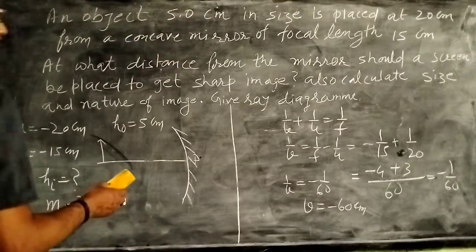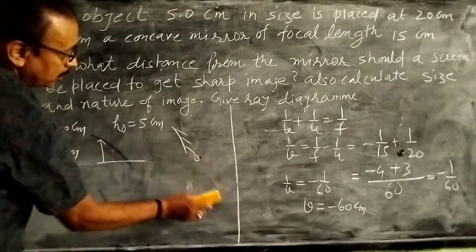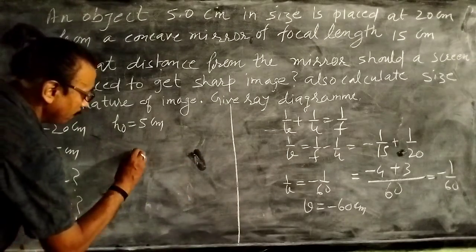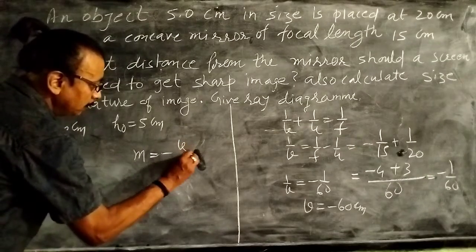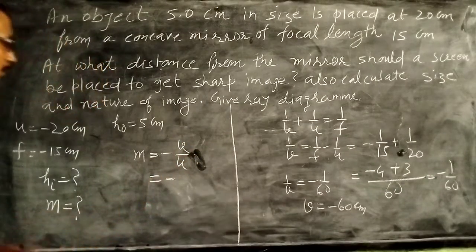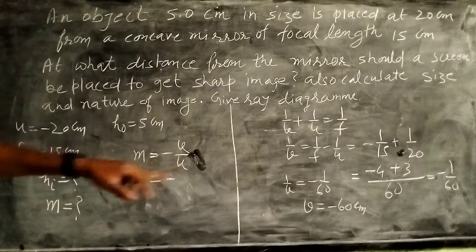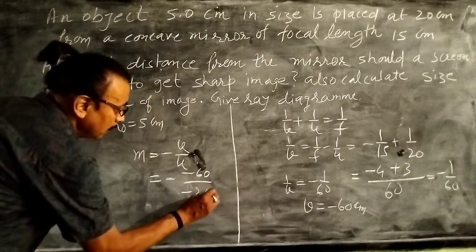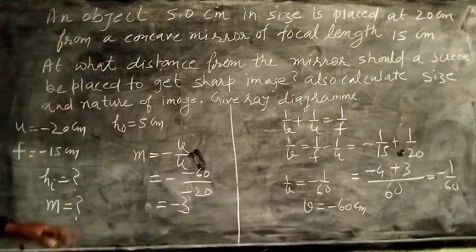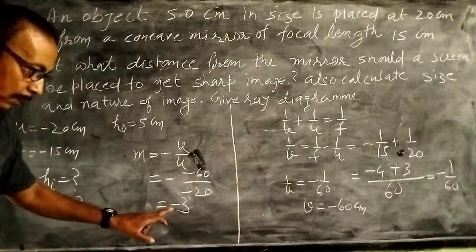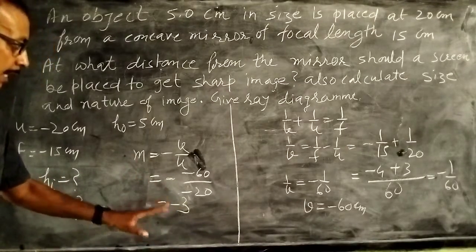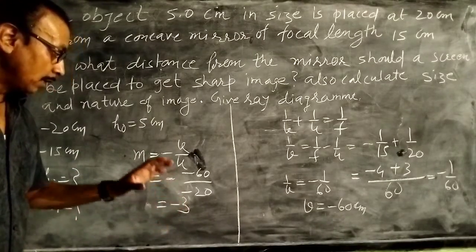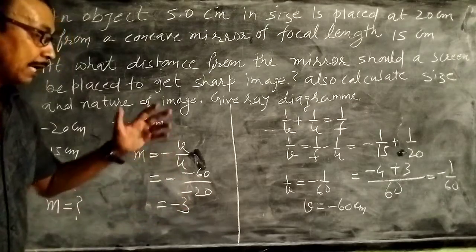Then we have to find the size and nature of the image. The formula is M equals minus V by U. That is minus, what is V here? The value of V is minus 60 and U is minus 20, so M is minus 3. The sign of M says that the image formed will be real and inverted, and 3 says that the size of the image is 3 times the size of the object.